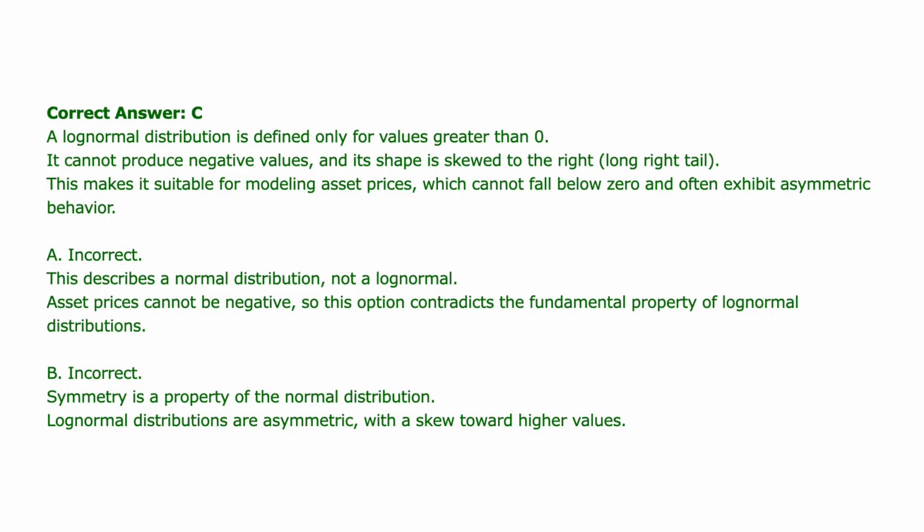Log-normal distribution is defined only for values greater than 0, which matches the physical reality that asset prices cannot fall below 0. Additionally, its right-skewed, long right tail shape accurately describes the asymmetric behavior of financial asset prices.